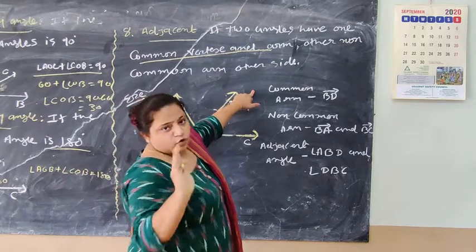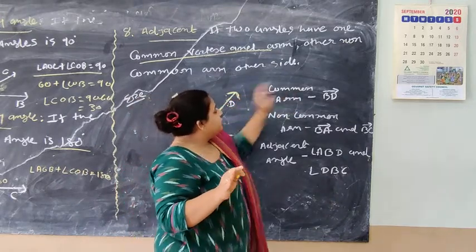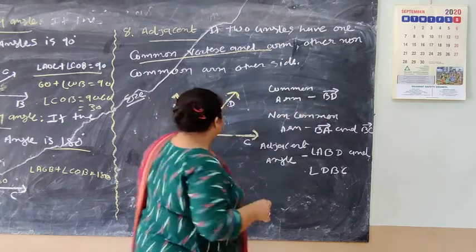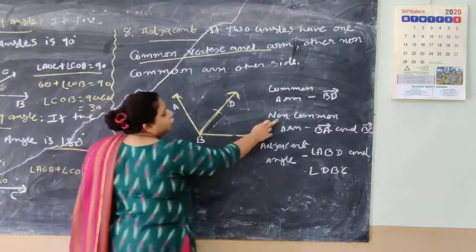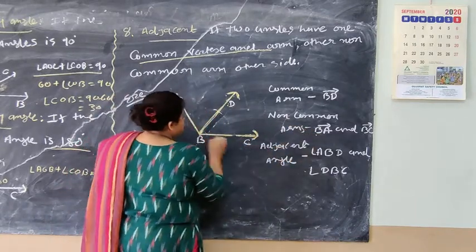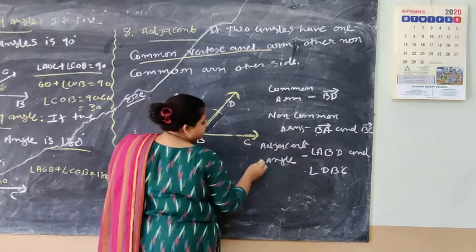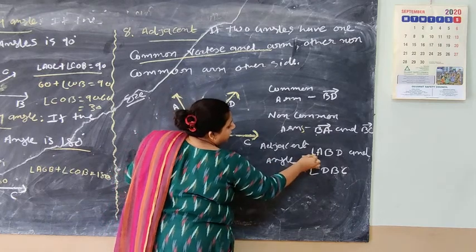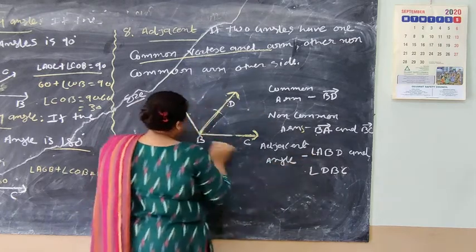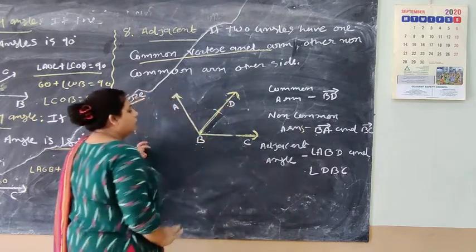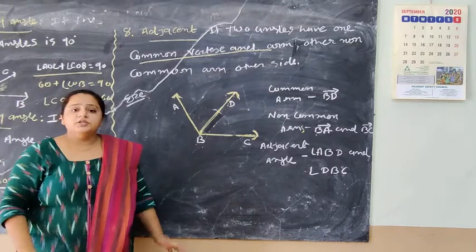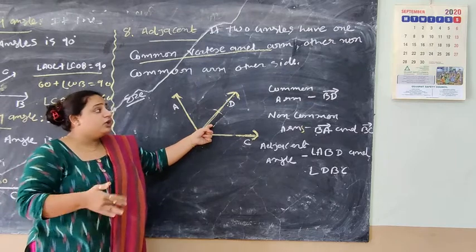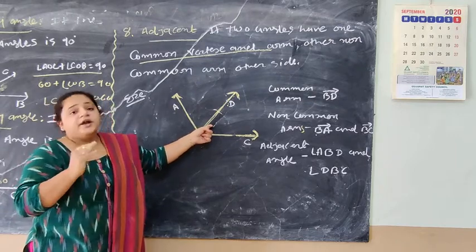So here I wrote it for knowledge only. Common arms from this definition and diagram: common arm BD. Yes? Common arm BD. Non-common arms BA and BC. Then by this, adjacent angles are formed. Which are they? Angle ABD and angle DBC. So both angles are adjacent angles, right? By this we can define the meaning of common arm, non-common arm and adjacent angle.